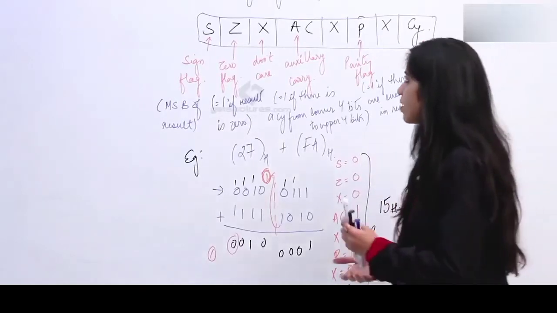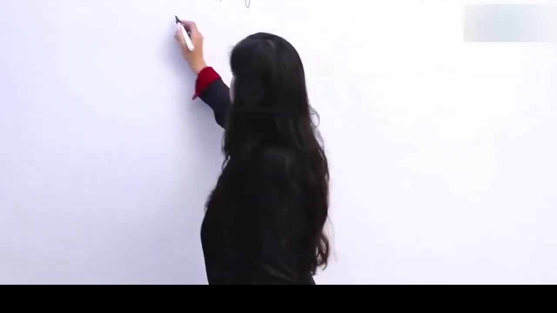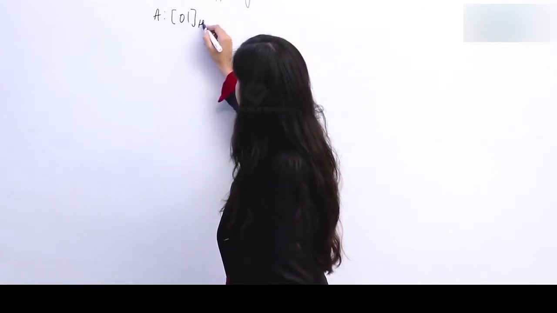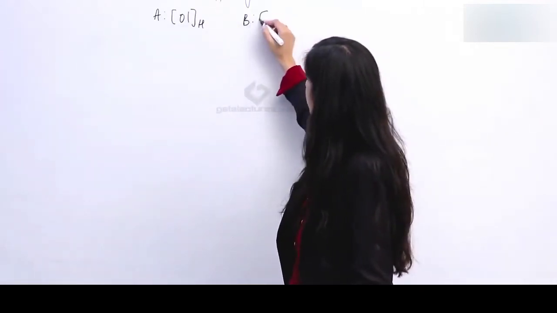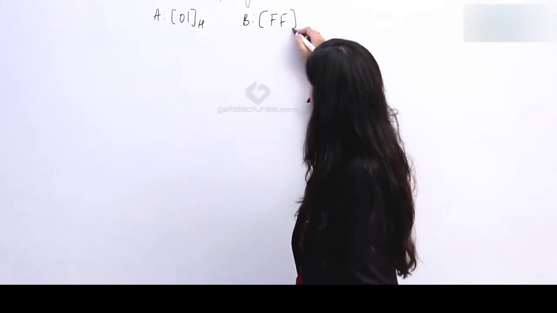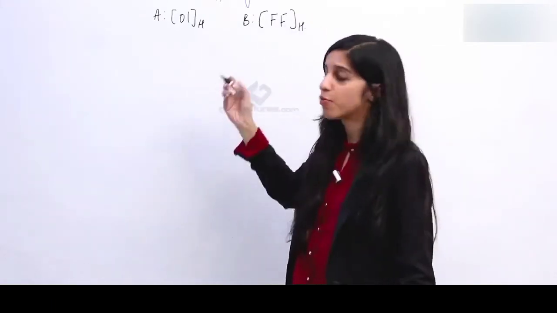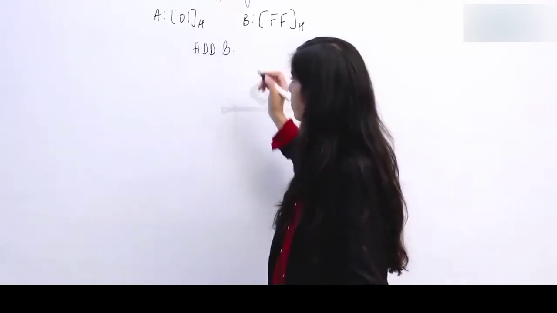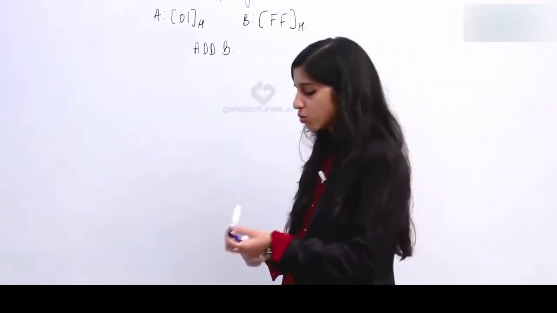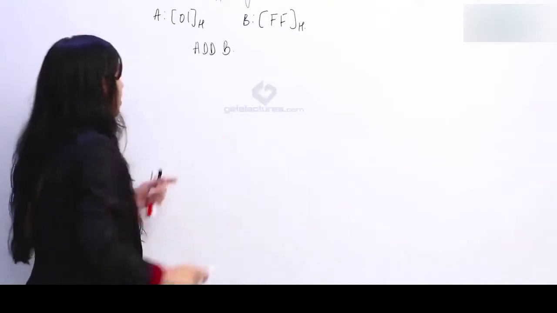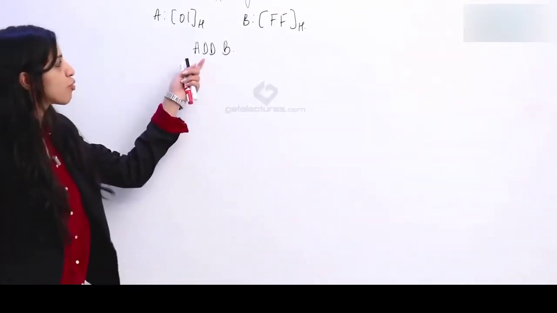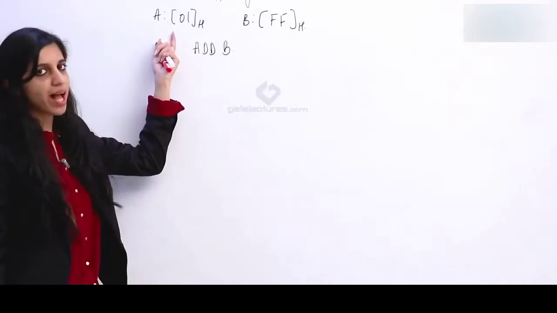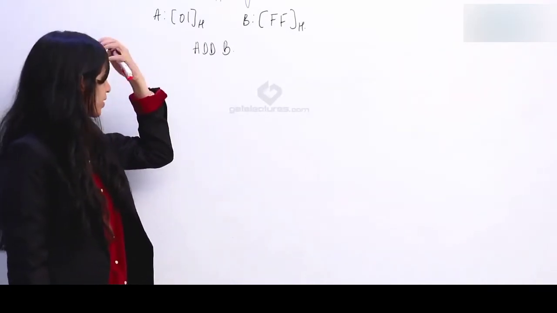We're going to take another example for this. Suppose the A register is holding a value 01 and register B is holding a value FF. And we perform an instruction, we are giving the instruction ADD B. Now first of all let us look at what this instruction does. The function of this instruction is to add the contents of B to the contents of the accumulator, and the result is going to be stored in the accumulator itself.